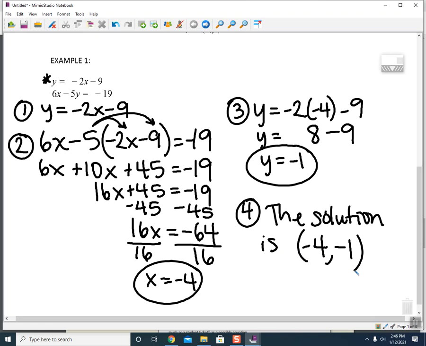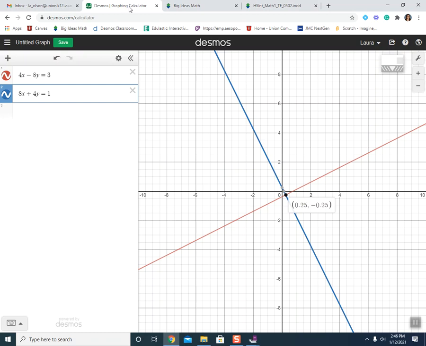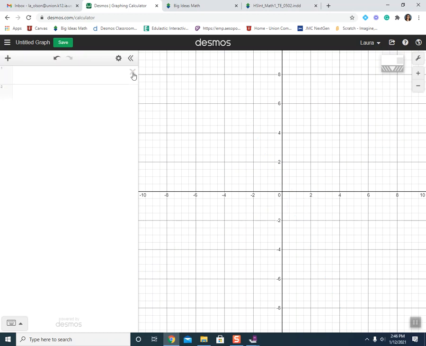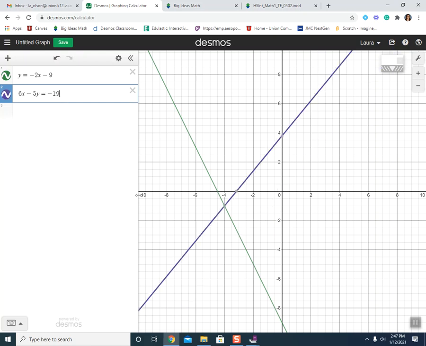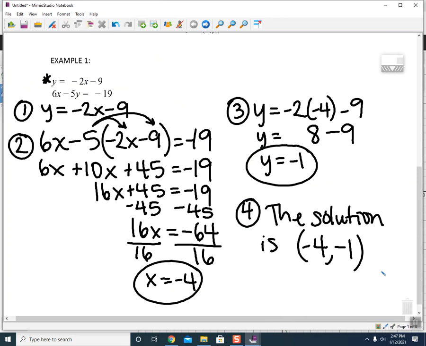And I'm going to go ahead and prove it to you. Here we go. I have Desmos open right here. We're going to put these equations in Desmos, and I'm going to show you what this looks like. So I have y equals negative 2x minus 9, and I have 6x minus 5y equals negative 19. I care about where they cross, and look at that. They cross right here, at negative 4, negative 1. And that was exactly what we came to with our calculations.